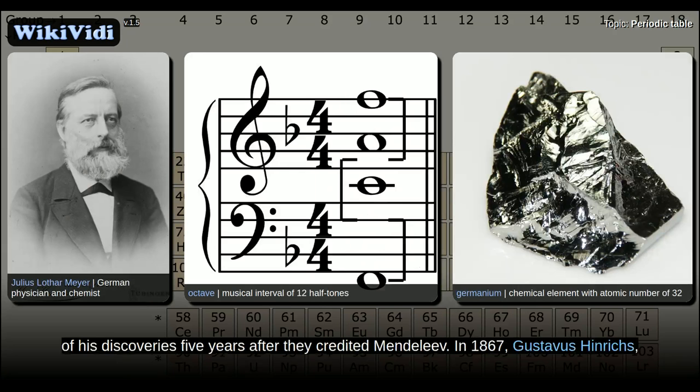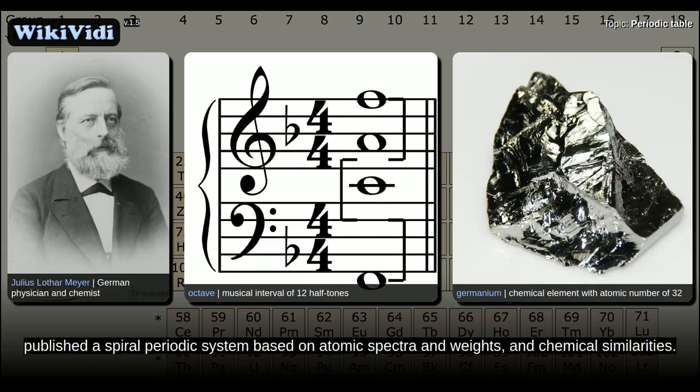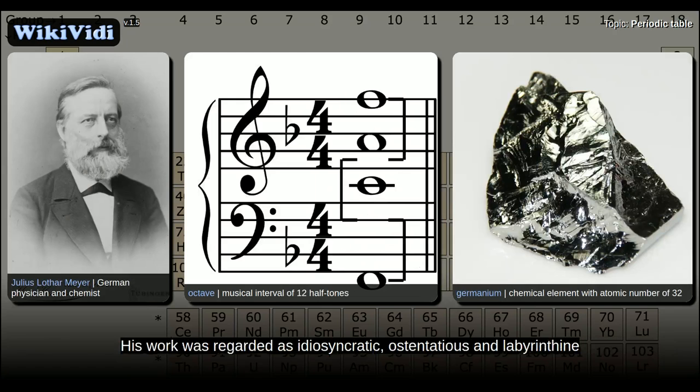In 1867, Gustavus Hinrichs, a Danish-born academic chemist based in America, published a spiral periodic system based on atomic spectra and weights, and chemical similarities. His work was regarded as idiosyncratic, ostentatious and labyrinthine, and this may have militated against its recognition and acceptance.